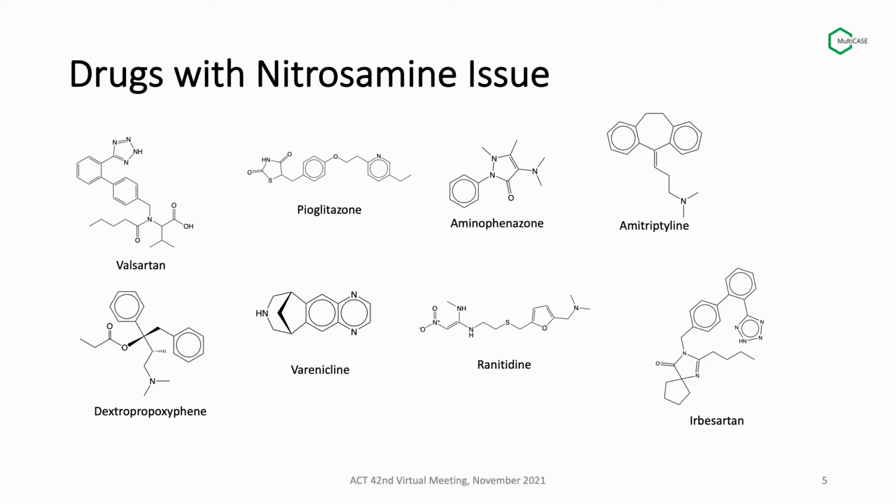The issue, as far as I remember, started with the antihypertensive drug called valsartan, or in general they are called sartans. But nitrosamines were also found to be present in other types of drugs like pioglitazone, aminophenazone, amitriptyline, ranitidine, and other types of drugs. The latest example is the drug called irbesartan, which was recalled just a few days back. And one thing is common in these drugs. They contain an amine either in some steps in their synthesis, or an amine is present directly in their structures.